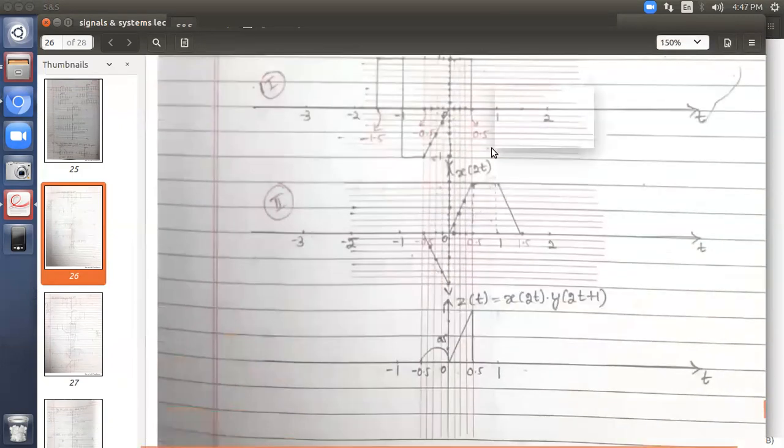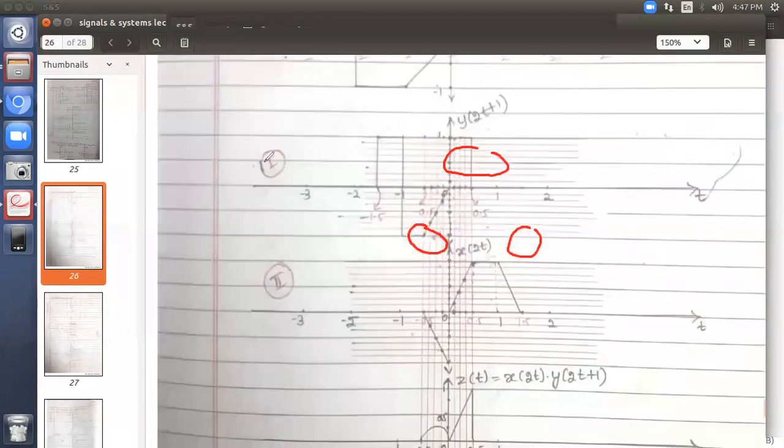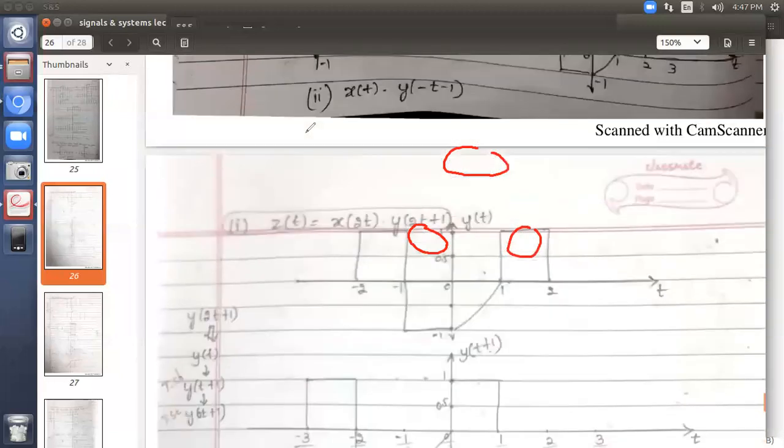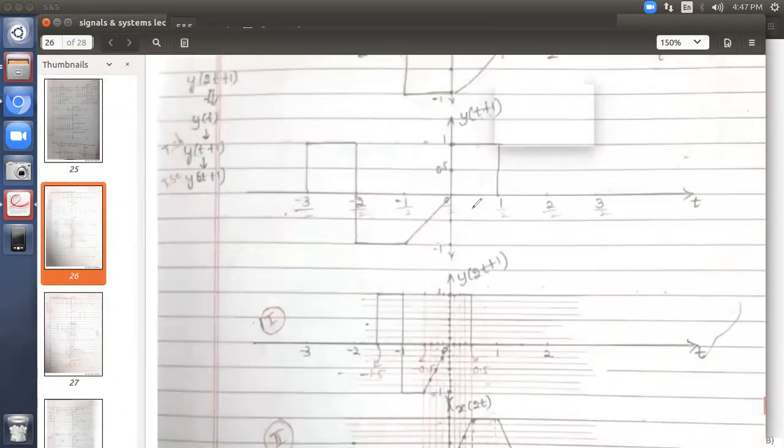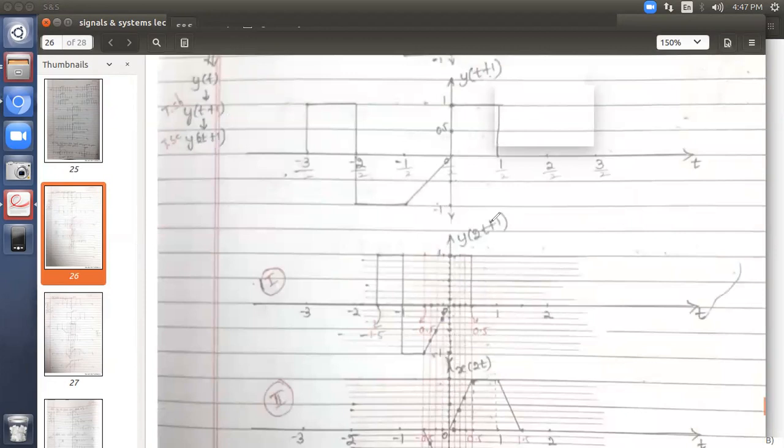So with this, we have got this x of 2t, the compressed signal. Check the range, it is minus 0.5 to 1.5. See here, the range is from minus 0.5 to 1.5. So we have got now x of 2t. In the previous session, we have completed y of 2t plus 1.